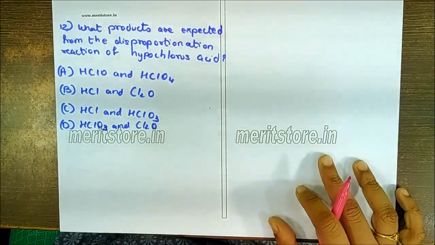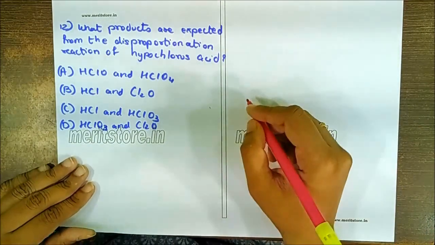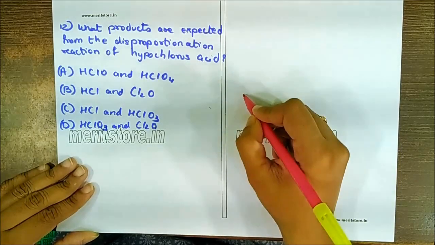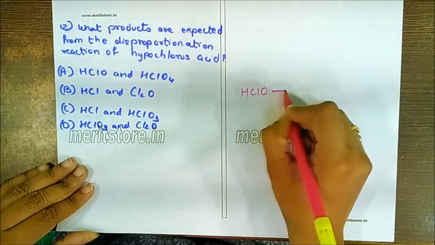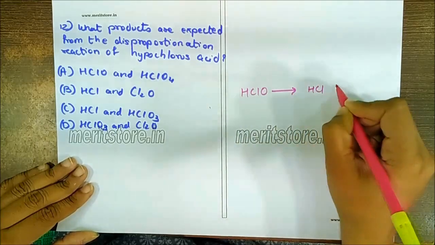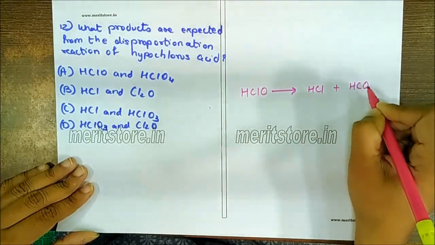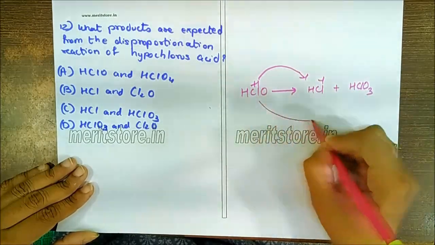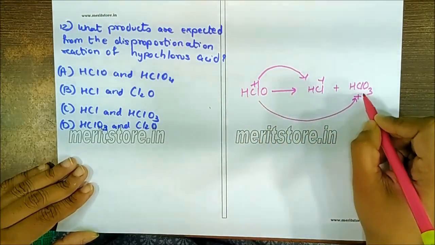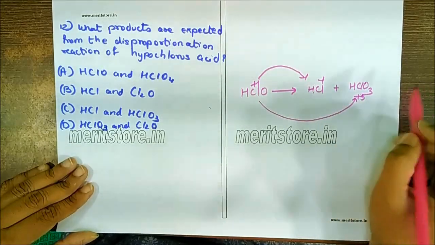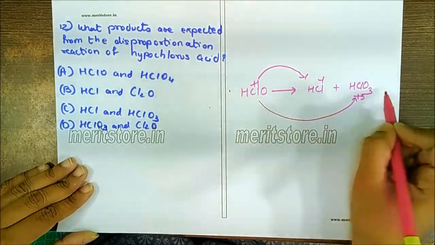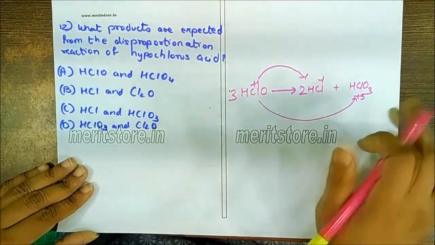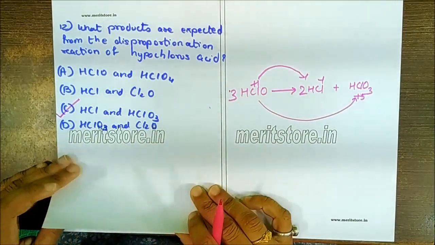Question number 12: what products are expected in the disproportionation reaction of hypochlorous acid? Hypochlorous acid is HClO. When it dissociates, it will give HCl and HClO3, because chlorine at +1 reduces to -1 and increases to +5. So this is a disproportionation reaction. This will be 3 times, so 3 HClO, giving 2 HCl and HClO3. So we are getting products HCl and HClO3, so option C.